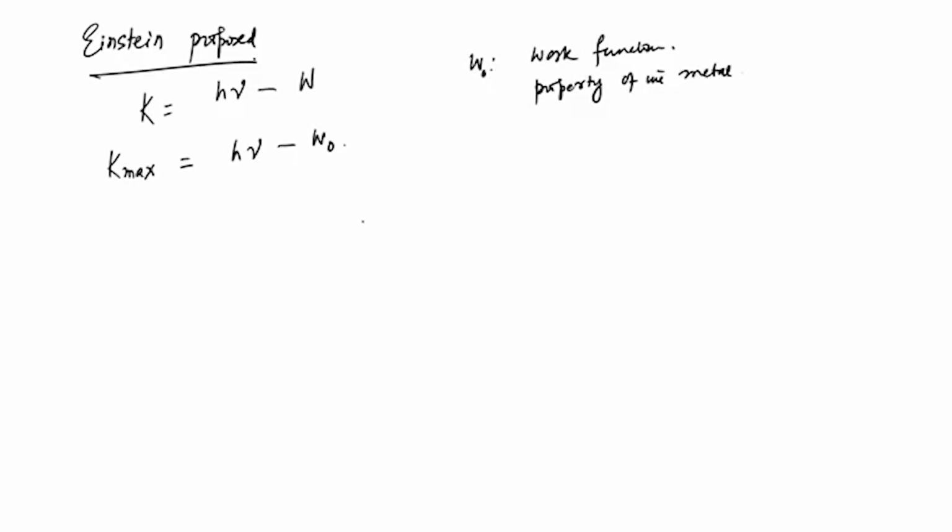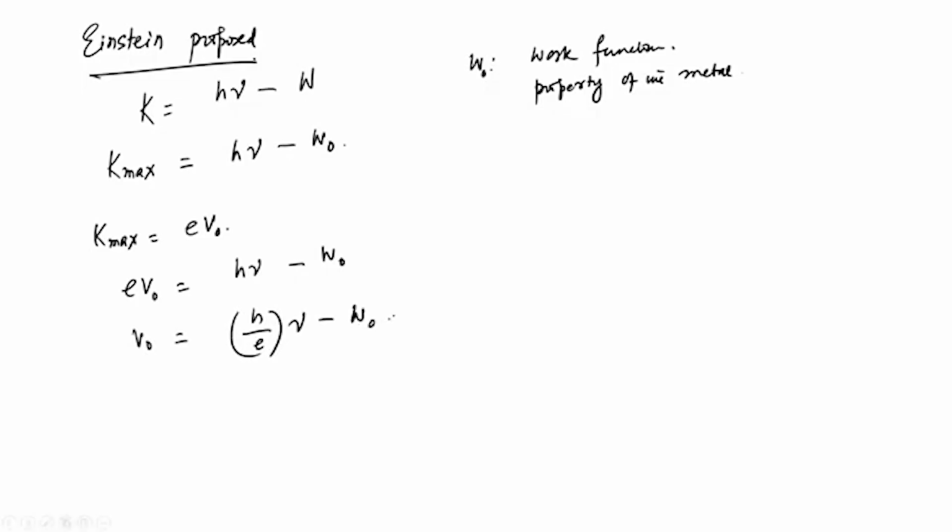And if you substitute the maximum kinetic energy to be equal to the stopping potential e V 0, then e V 0 is equal to h nu minus W 0, and V 0 equals h over e into nu minus W 0, and this is the equation that Millikan found.